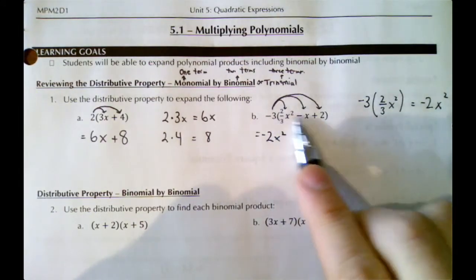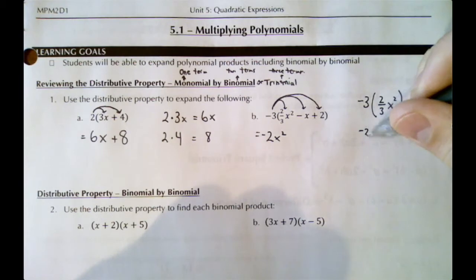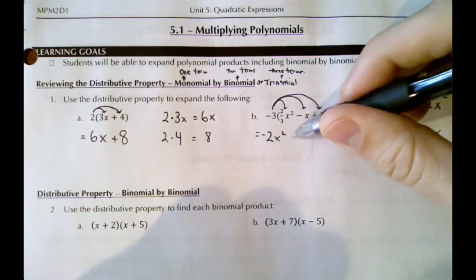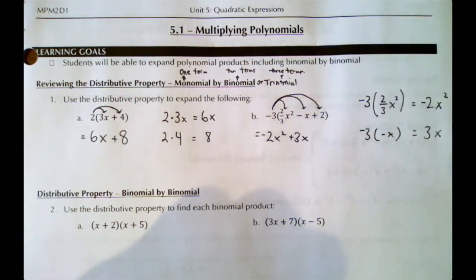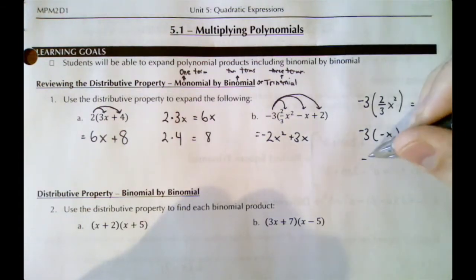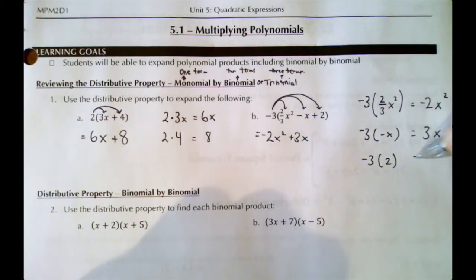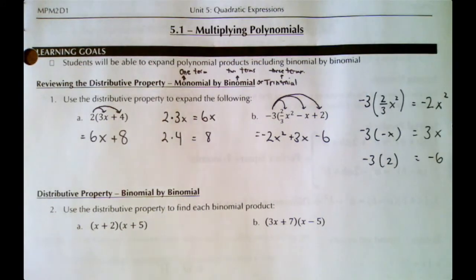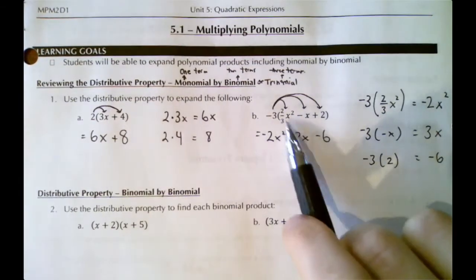Next one, we've got negative 3 times negative x. I'm going to write that to the side. Negative 3 times negative 1, the number in front, gives us 3. And there's no letter in the first term, so we just end up with x. So our second term is 3x. And our last multiplication is negative 3 times 2, which is negative 6. And there we go. We just distributed. We used the distributive property, one term by 3 terms.